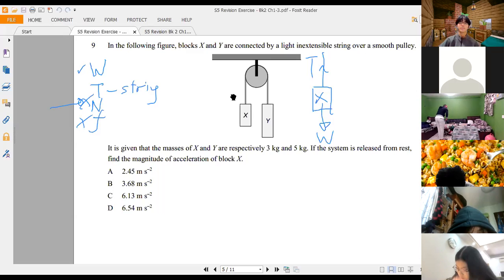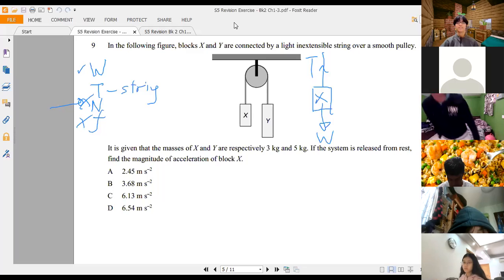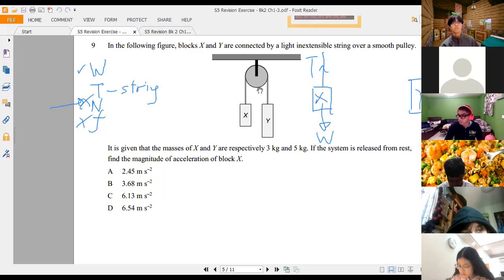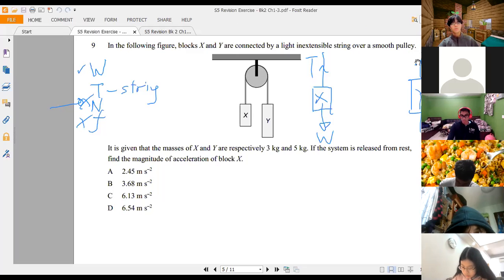Secondly, I will do the same thing on Y. It's the same. It has a weight. Sir, what about the friction around the circle? The pulley, right? Yeah, there could be friction there, but the question says that it is a smooth pulley. So we may just ignore that. Good question. So there's another side. You also have tension and the weight, yes.